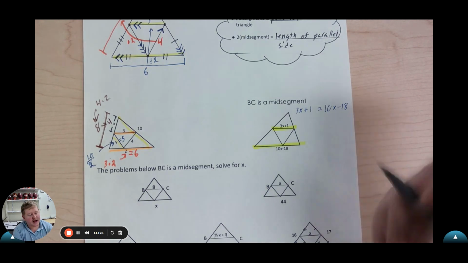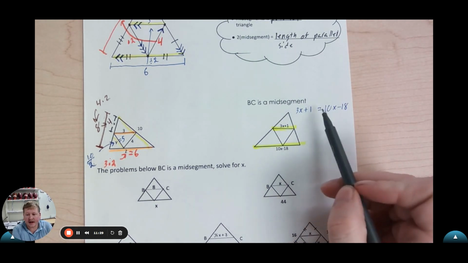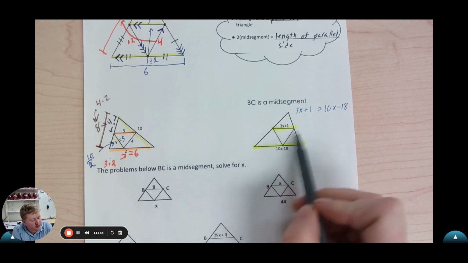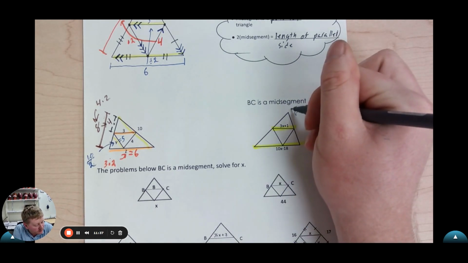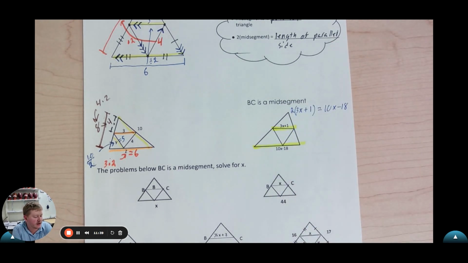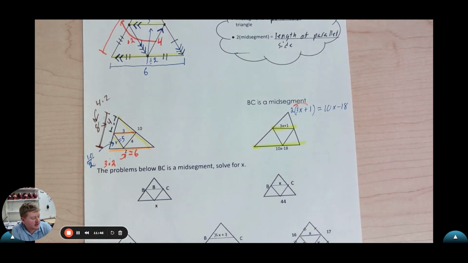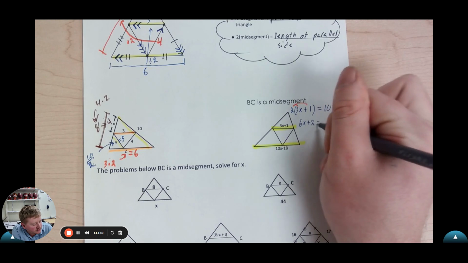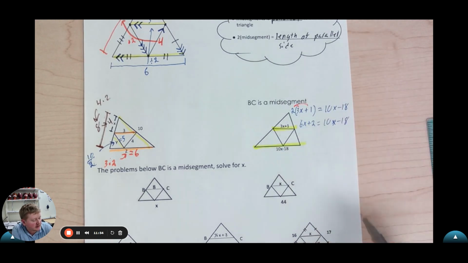Now, some of the issues that I have on this is people don't know which one to multiply by 2. They just kind of guess sometimes. Guys, it's always the midsegment. It's always the line inside the triangle. So this is the line that we are going to multiply by 2. So guys, from here, we just go back to our algebra skills. So distribute, and we're left with 6x plus 2 is equal to 10x minus 18.